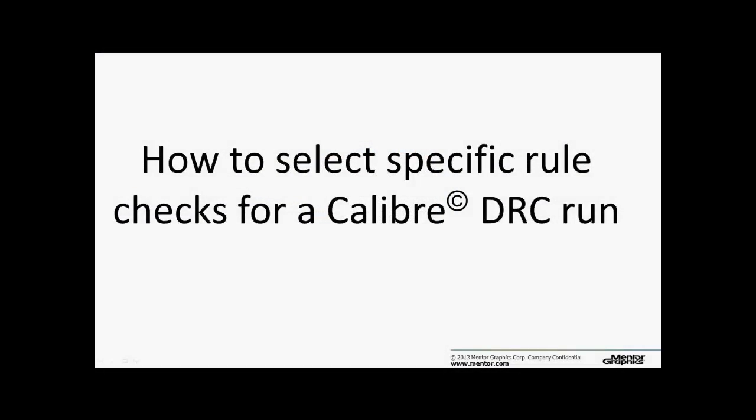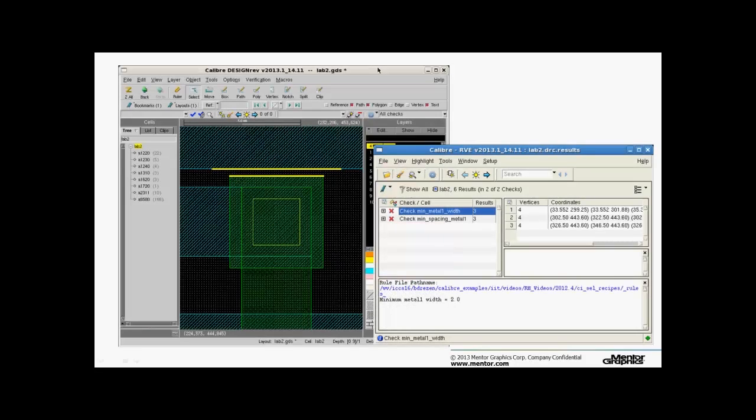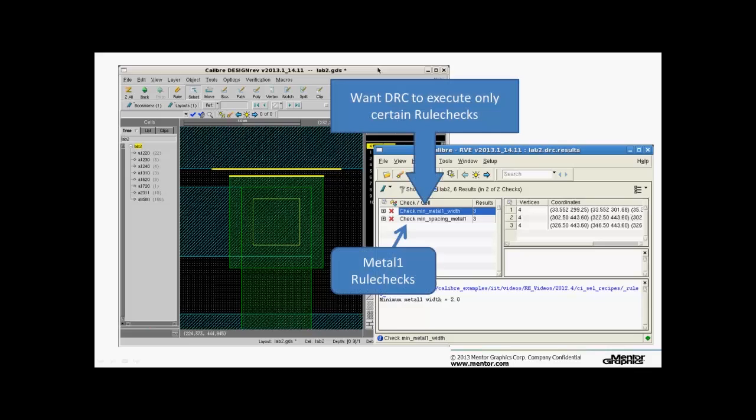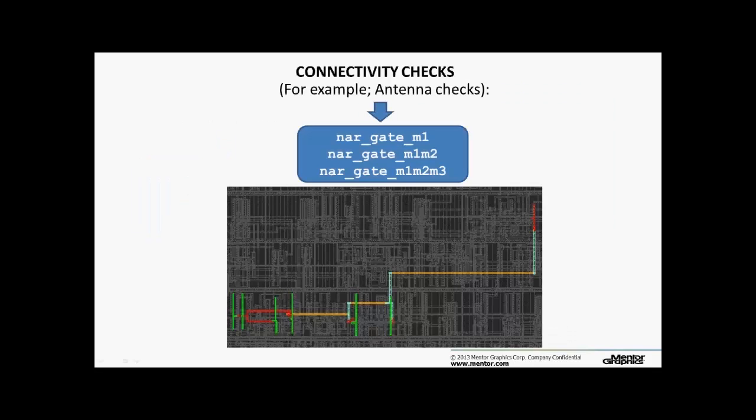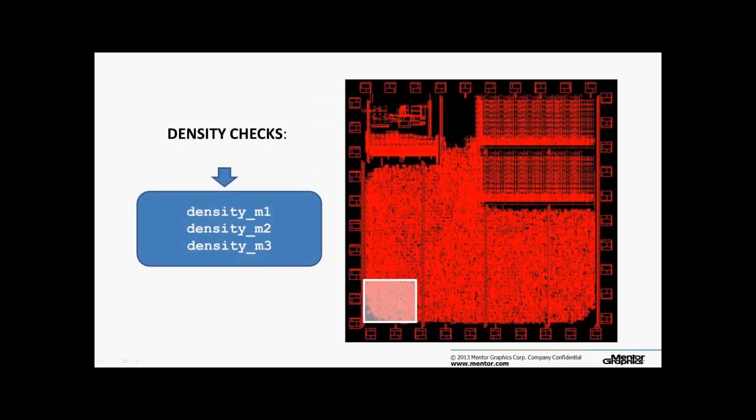Welcome to this video on how to select specific rule checks for a Calibre DRC run. When debugging DRC violations, it's often very useful to target certain kinds of rule checks for specific tasks or designs. For example, I might want to focus only on rule checks for a particular metal layer, or connectivity such as antenna checks, or density-based checks.